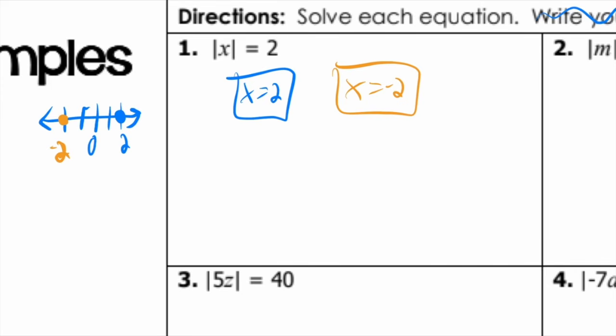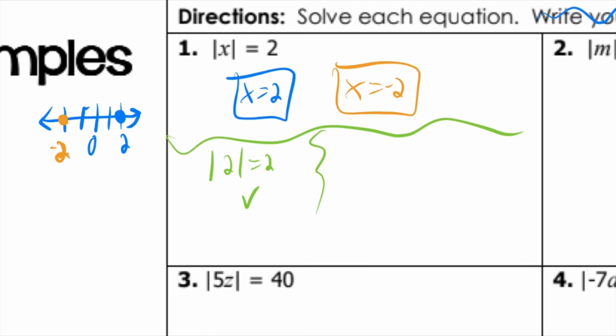And so if we were even to plug these back in to check our work, we could say the absolute value of 2 equals 2, which is true, that 2 is 2 from 0. And if you were to make 2 positive, it's still just positive 2. It's already positive. But if I were to plug in this other one, I get the absolute value of negative 2 is 2. And we know the absolute value makes things positive because it's the distance from 0. And since the negative 2 is 2 from 0, we say that 2 does equal 2, and yeah, that checks out as well.